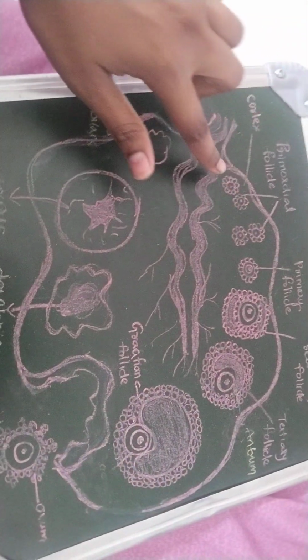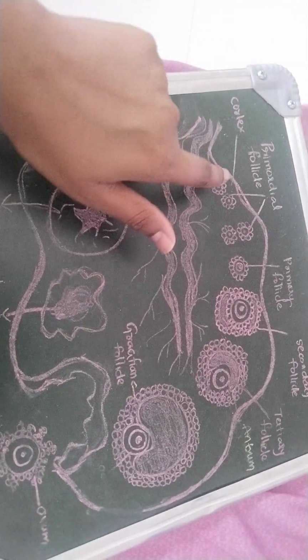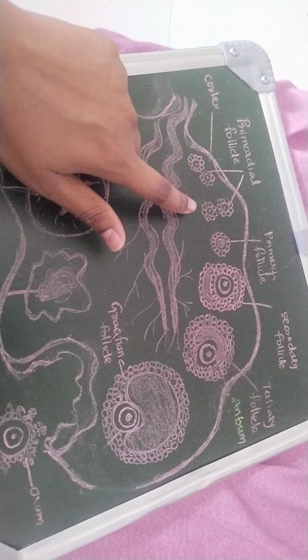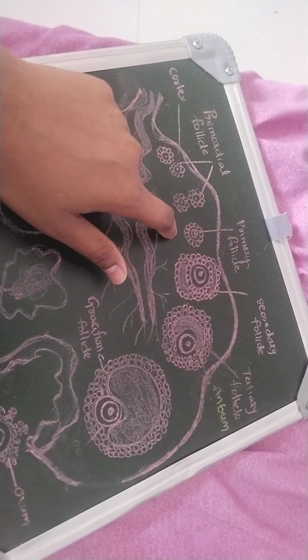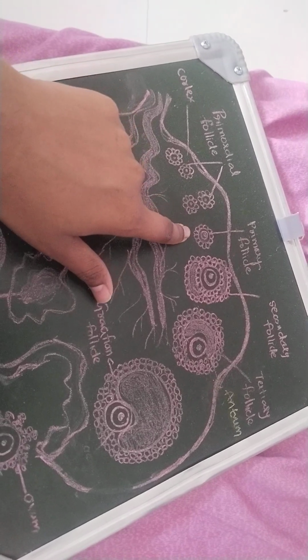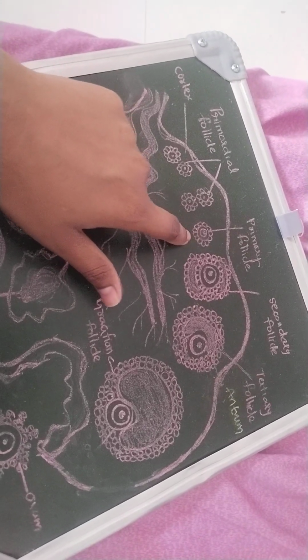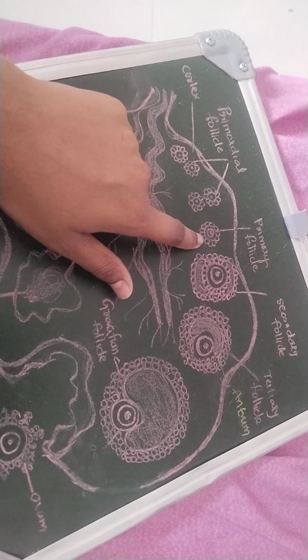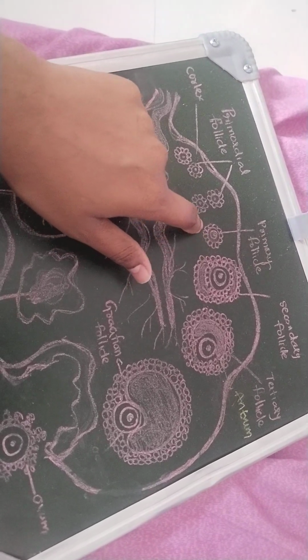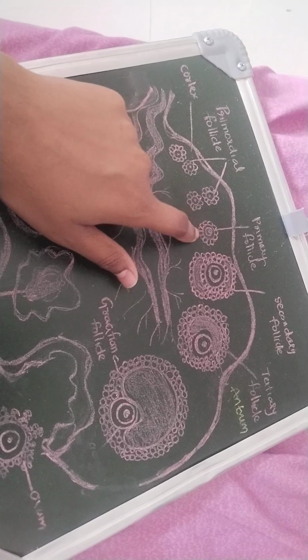These are the primordial follicles, and these are developing. This is the primary follicle. It contains a primary oocyte and granulosa cells. These flower-type cells at the periphery of the flower are the granulosa cells.